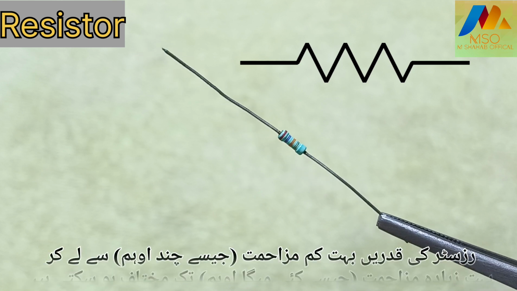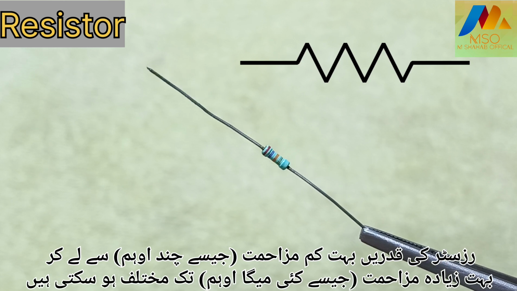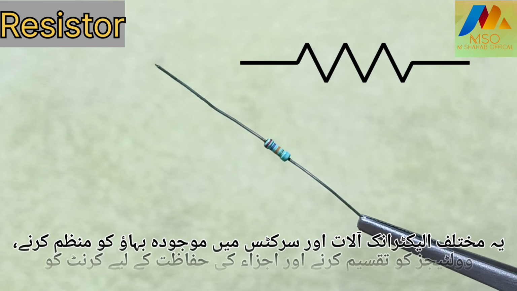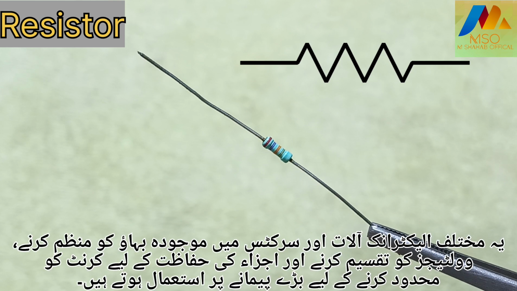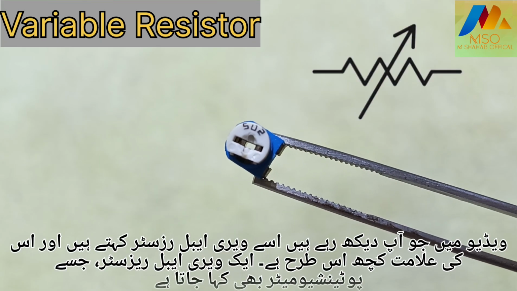Resistor values can vary from very low resistance, such as a few ohms, to very high resistance, such as several megohms. They are widely used in various electronic devices and circuits to regulate current flow, divide voltages, and limit current to protect components. Now what you see in the video is called a variable resistor and its symbol is something like this.